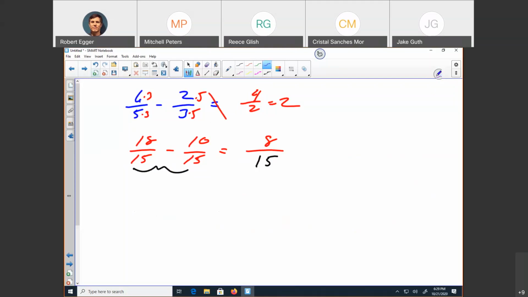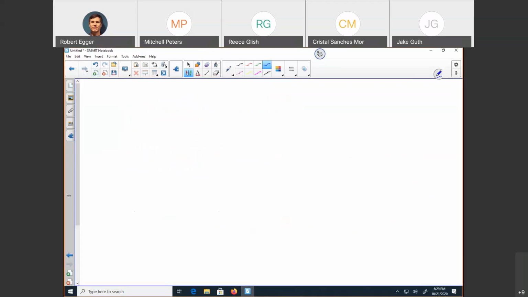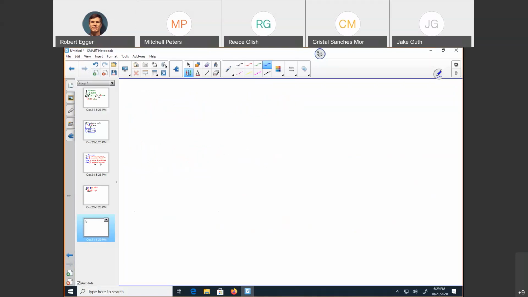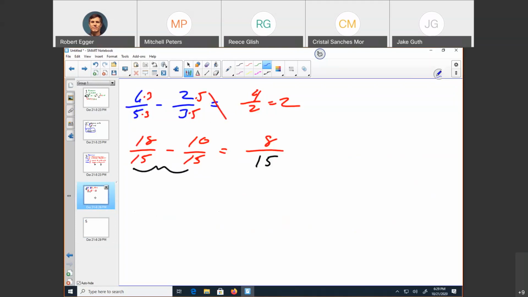All right, so that's basically adding or subtracting fractions. Same difference. One goes up, one goes down. Uh-oh. I did that both on one page.